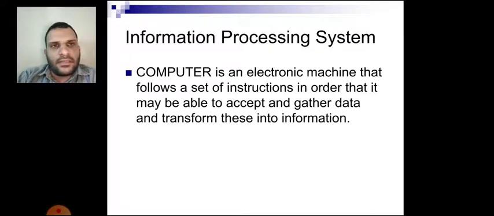That is the computer. The computer is an electronic machine that follows a set of instructions so that it may be able to accept and gather data and transform it into information. Therefore, the device or machine that converts data into information is a computer system. It's an electronic machine that follows a set of instructions, step by step, in order to accept and gather data and transform it into information in a meaningful fashion.